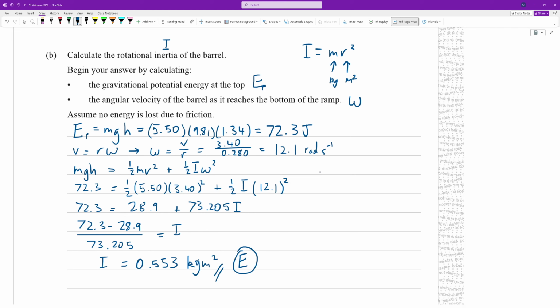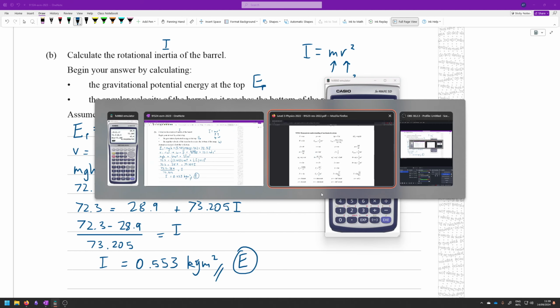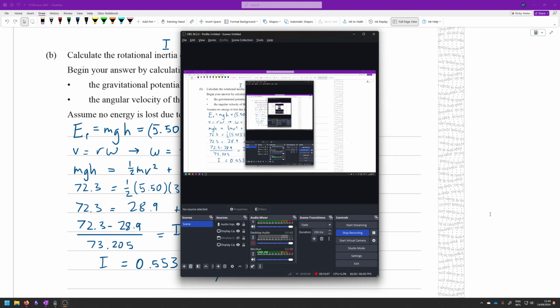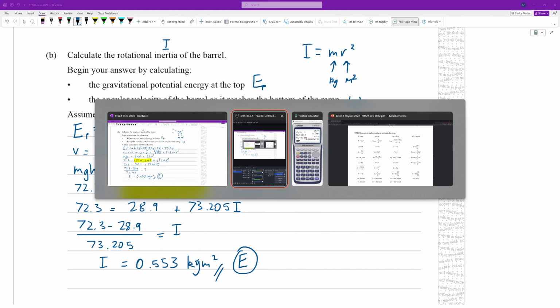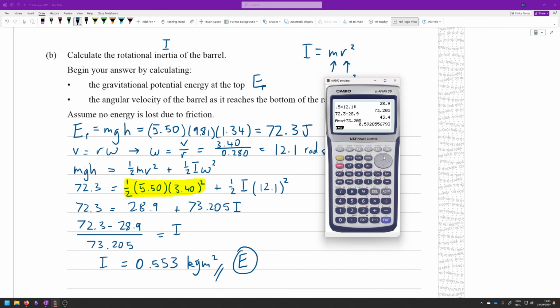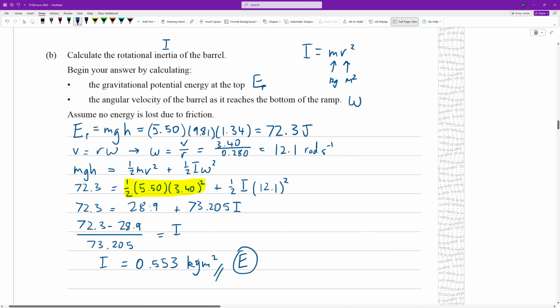Let me just pause the video right now and check if I can find the mistake. And I found the mistake. It was in this calculation, which I was just telling you guys to show your work. That's embarrassing. Regardless, that should not be 28.9. It should be 31.8. And if you follow that calculation through, you get what the mark scheme did.